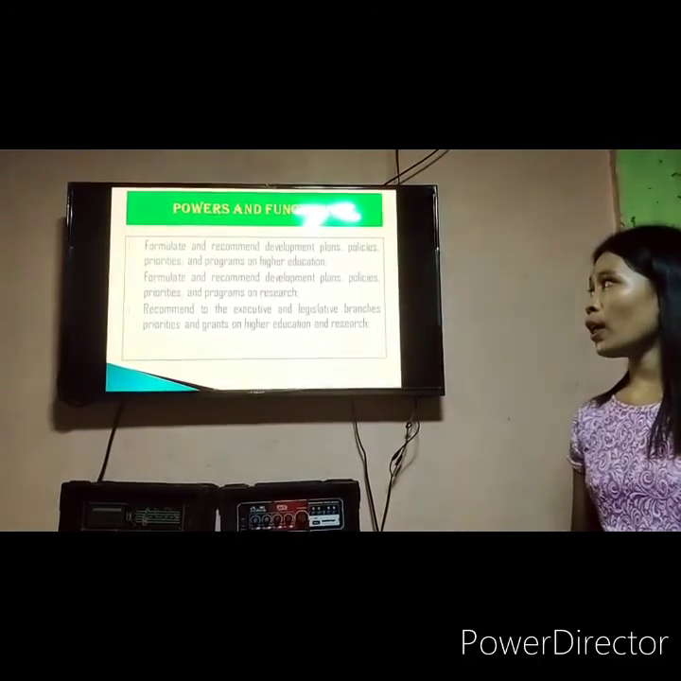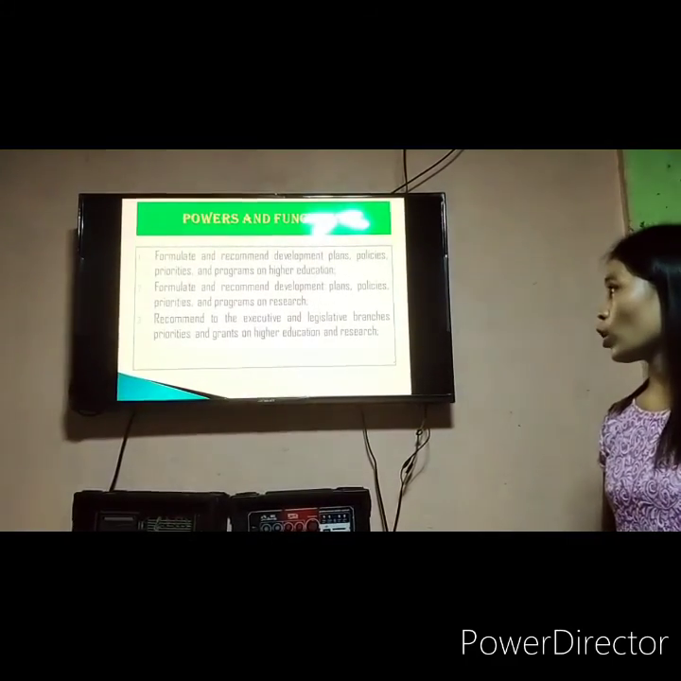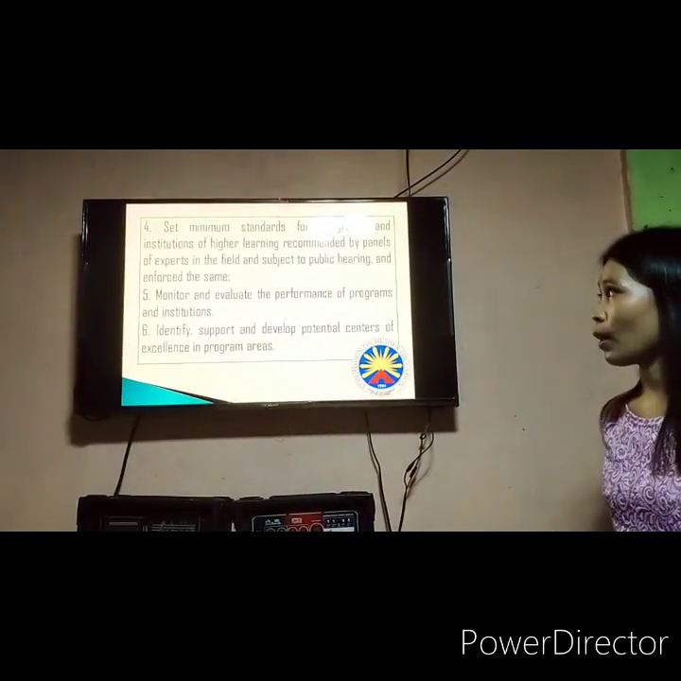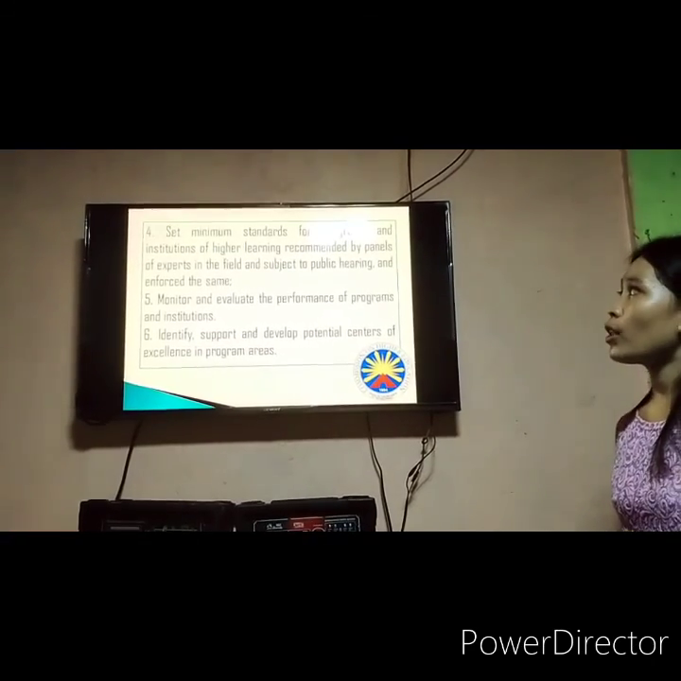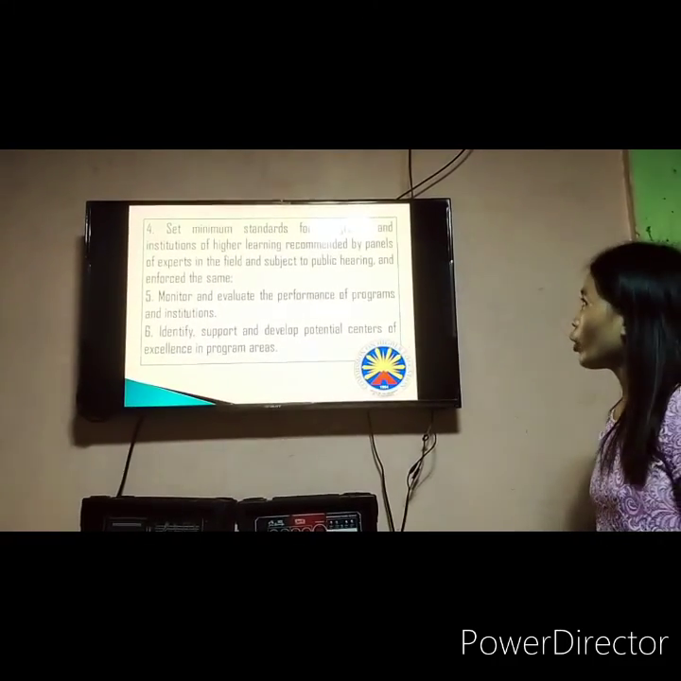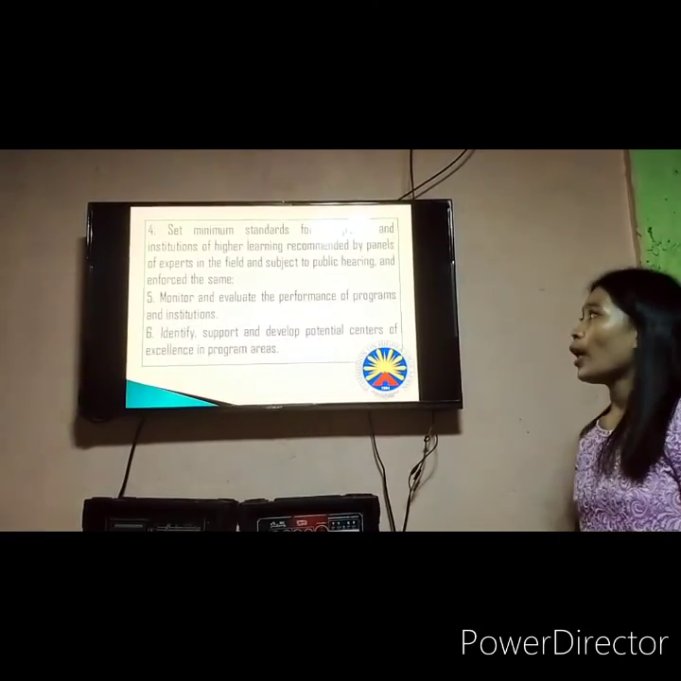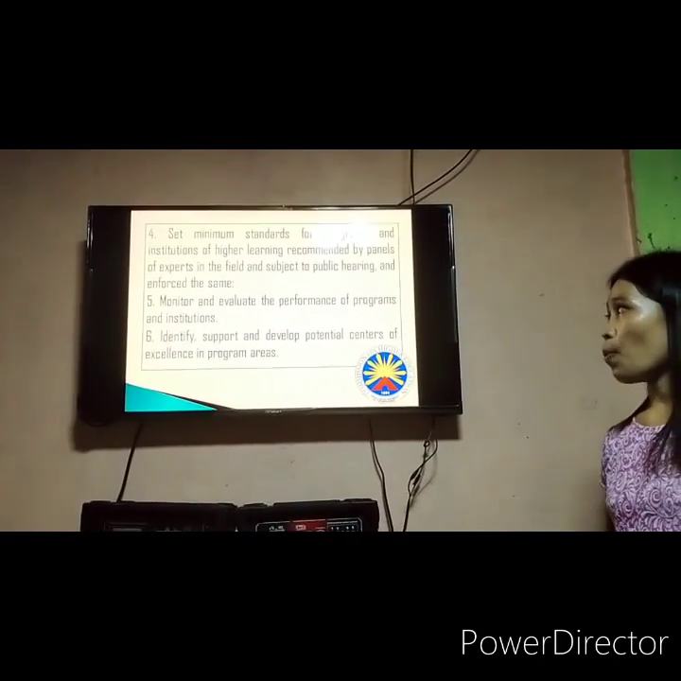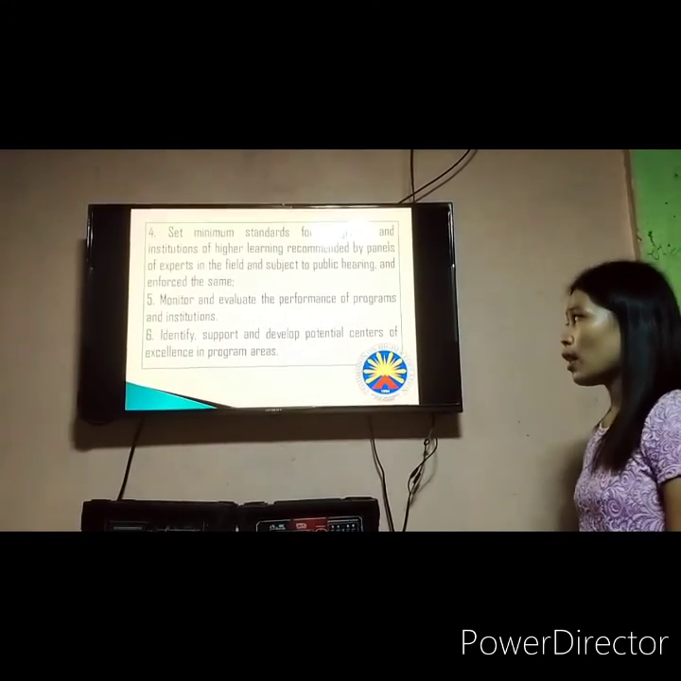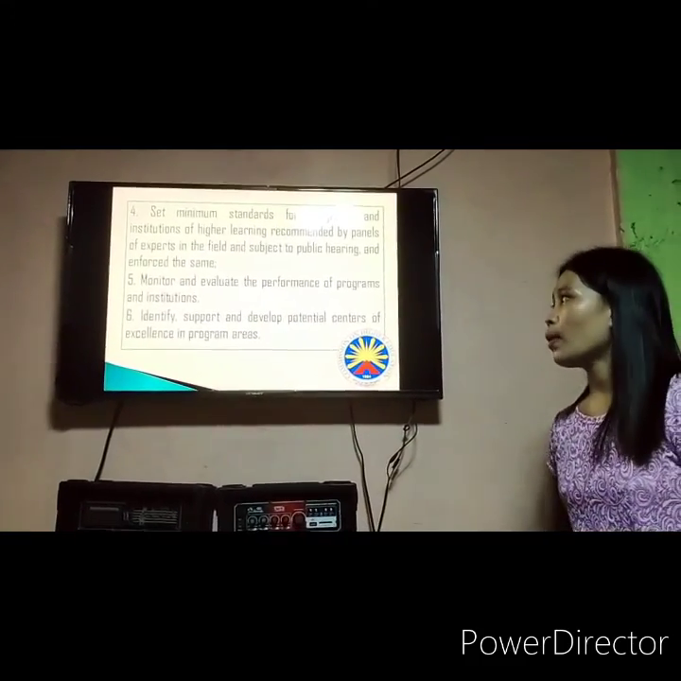The third, recommend to executive and legislative branches priorities and grants in higher education and research. Then fourth, set minimum standards for programs and institutions of higher learning recommended by panels of experts in the field and subject to public hearing, and enforce the same. Then fifth, monitor and evaluate the performance of programs and institutions. Sixth, identify, support, and develop potential centers of excellence in program areas.